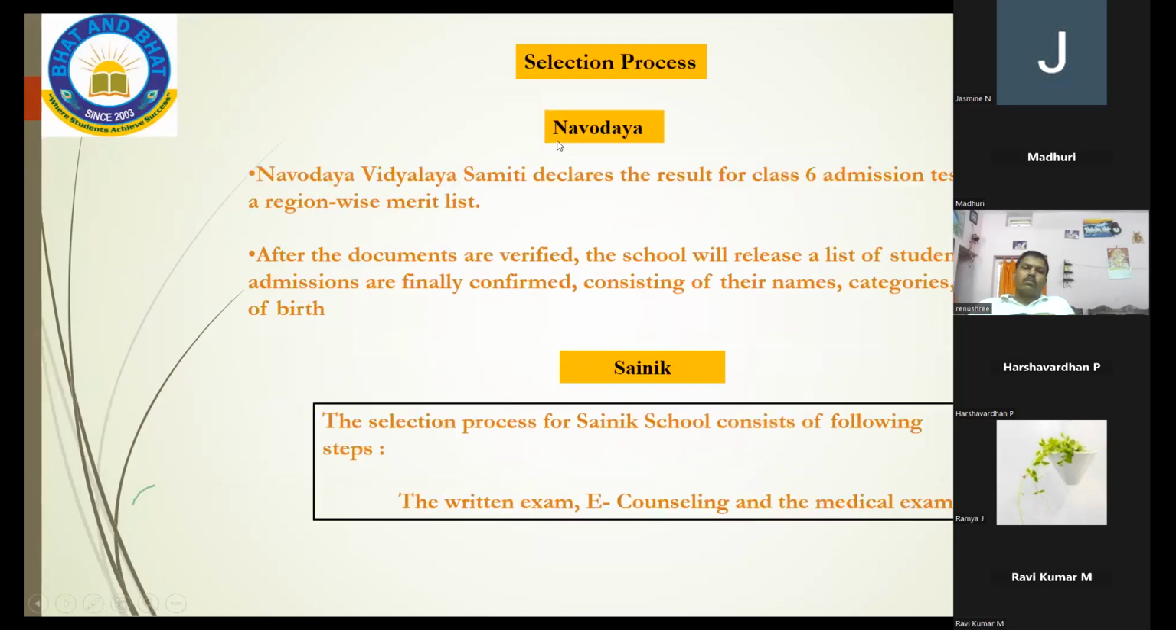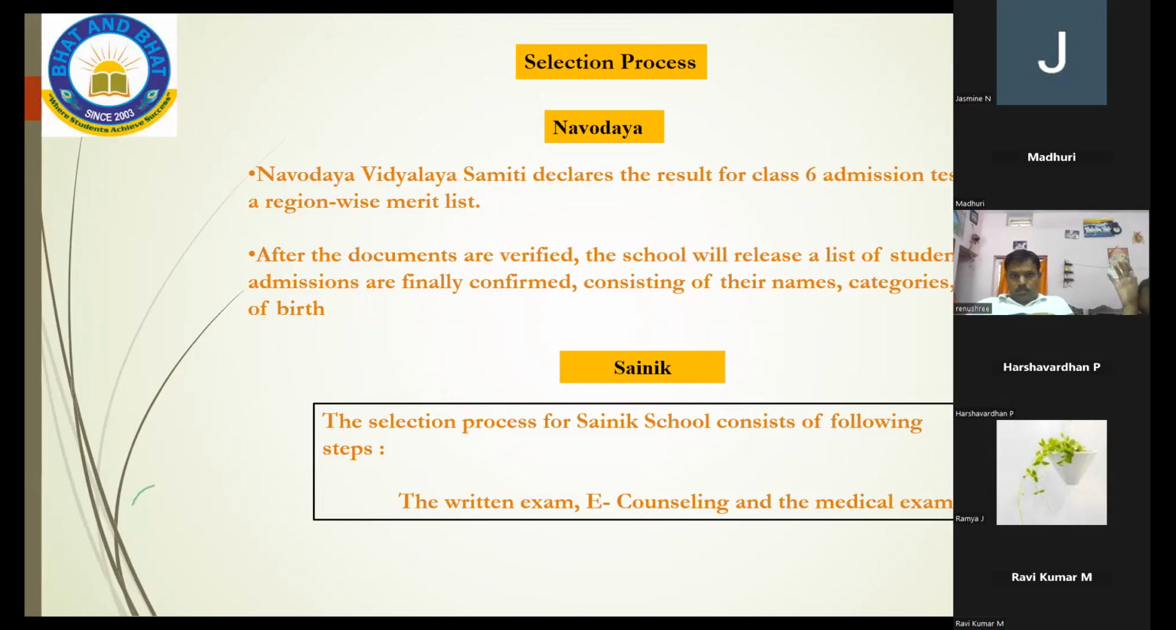For Navodaya schools, how will the results be declared? Navodaya schools will not declare the results on a merit basis. They will check on a merit basis, but they will give the results only as qualified or not qualified. They will not exhibit the marks in the Navodaya school examinations, whereas in Sainik school, they will release the marks along with the merit list.